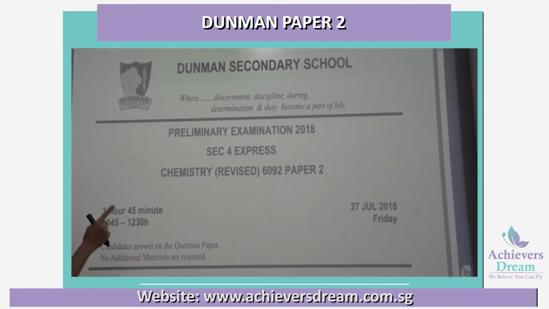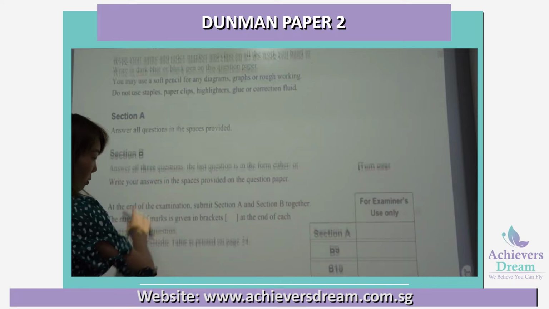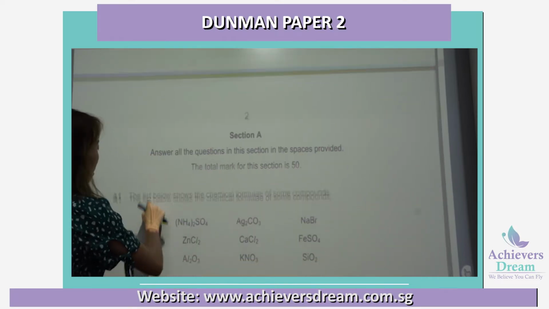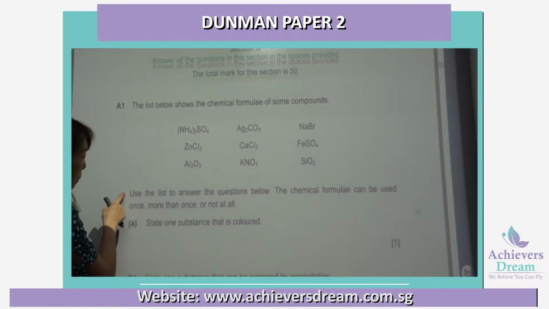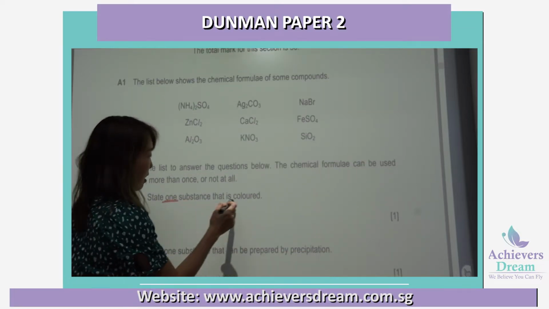We'll be doing Dunman Secondary Paper 2. Okay, A1. The list below shows the chemical formula of some compounds. And part A, they ask you to state one substance that is colored.